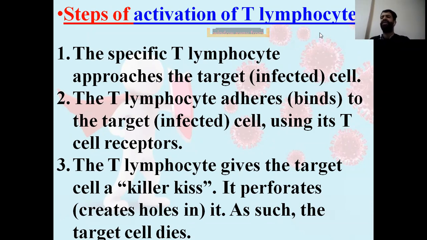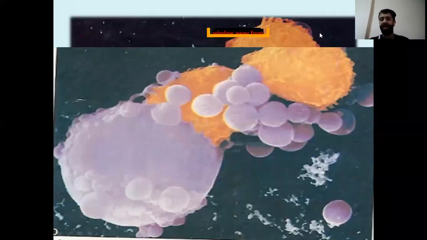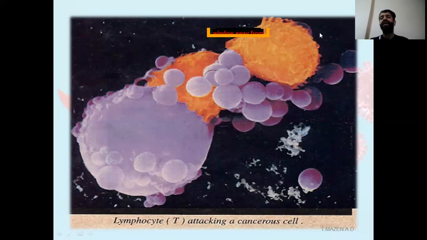And in the second step, they use the TCR. So first, approach, get in direct contact and bind to it using the TCR, and then they will give the target cell a killer kiss. So here, it approaches the pathogen, gets in direct contact with it, and then here it is giving her a killer kiss, and this is a cancer cell, by the way.